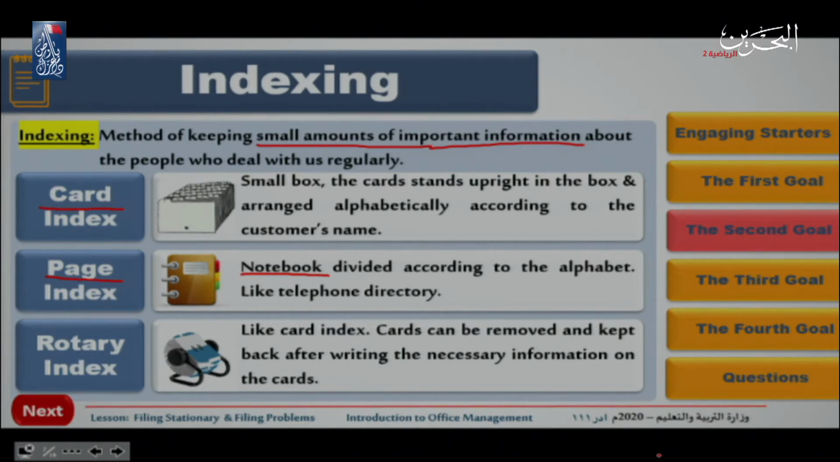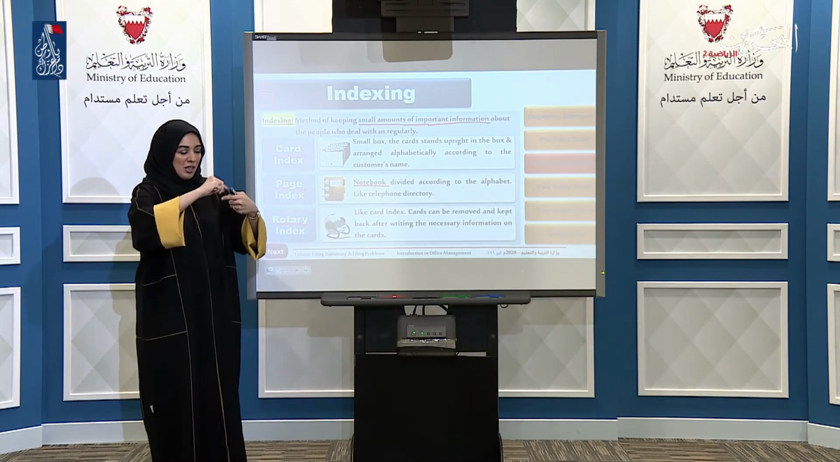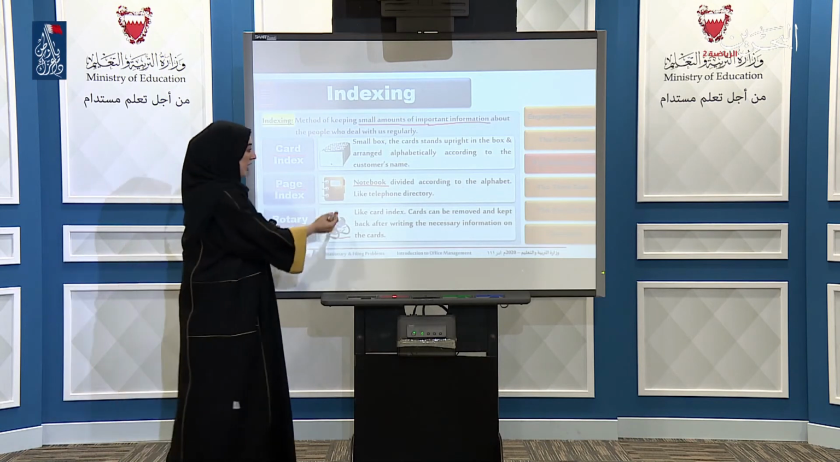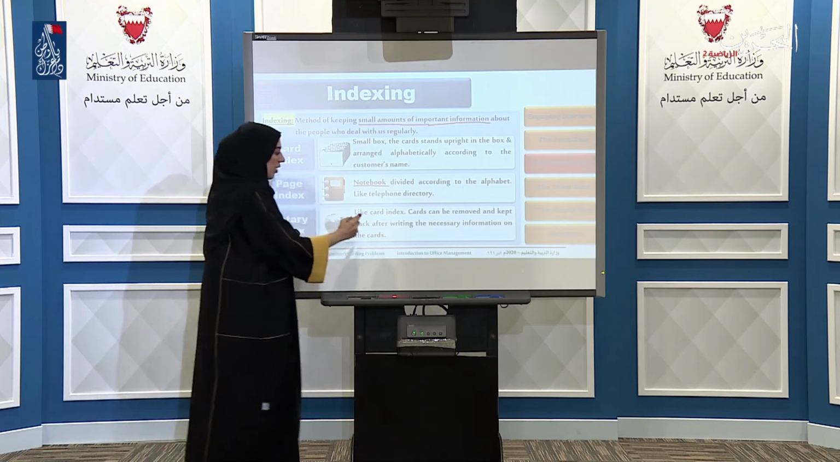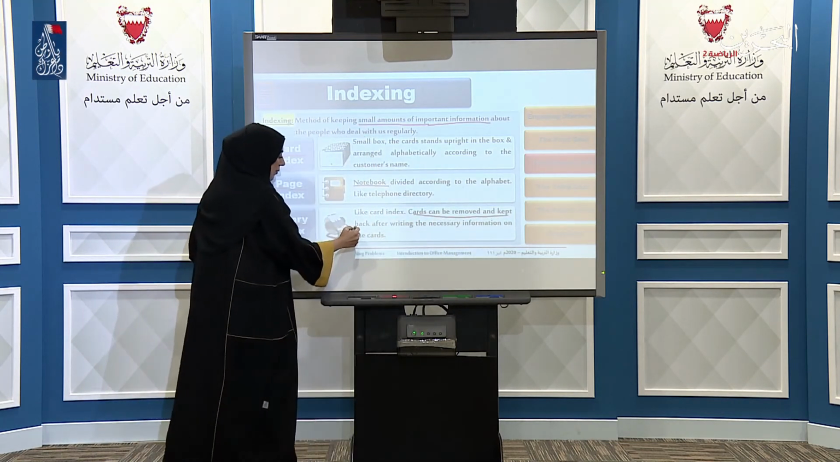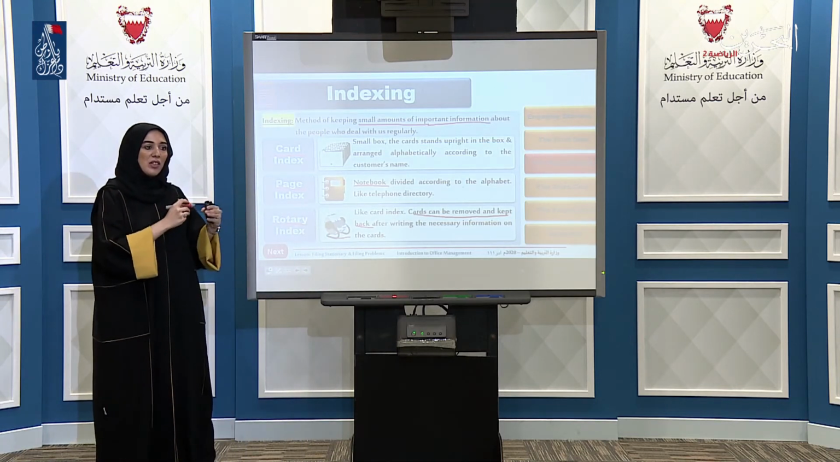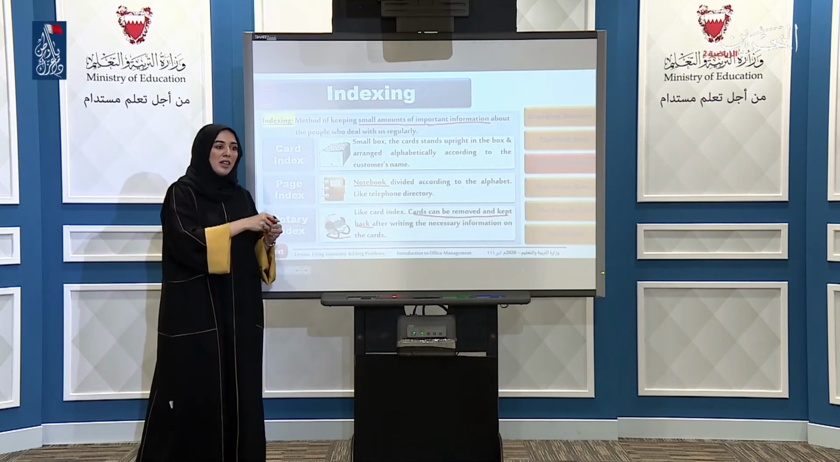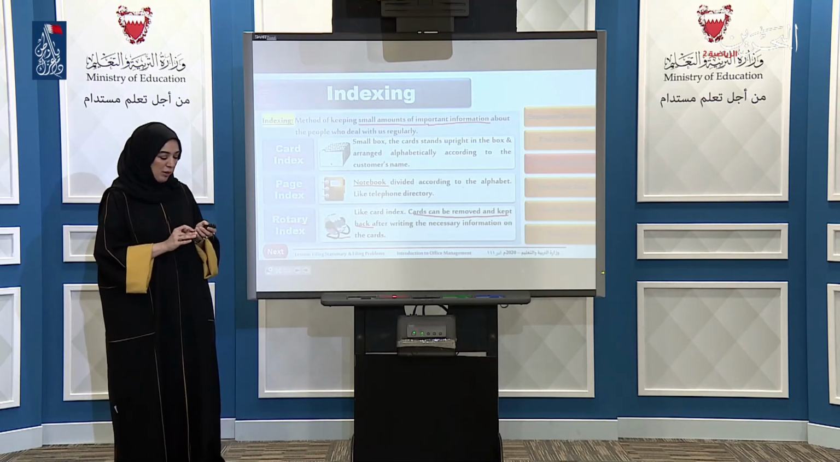The last type is rotary index. As you can see here in the picture, rotary means we can move the papers. It's similar to the card index, but with the difference that here the cards can be removed and kept back. The difference between the card and the rotary is that in the rotary, I can remove the card and put it back after writing the needed information.